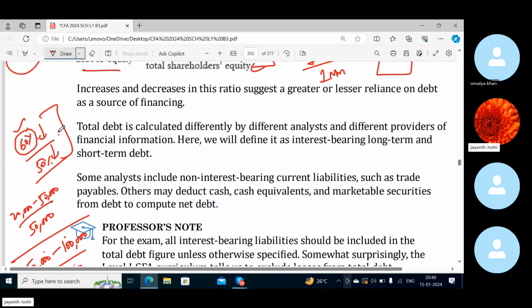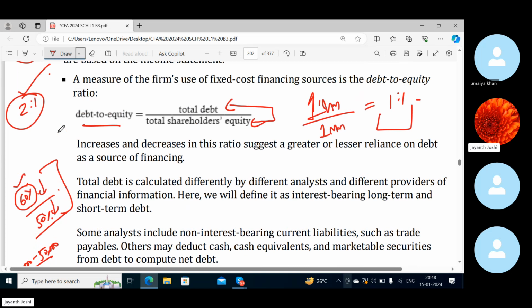My sales are decreasing by 50%, my PBIT is decreasing by 60%. So more the decline leads to very high decline. The increment leads to very high increment. Understood? That is what I wanted to explain to you in case of debt to equity ratio.